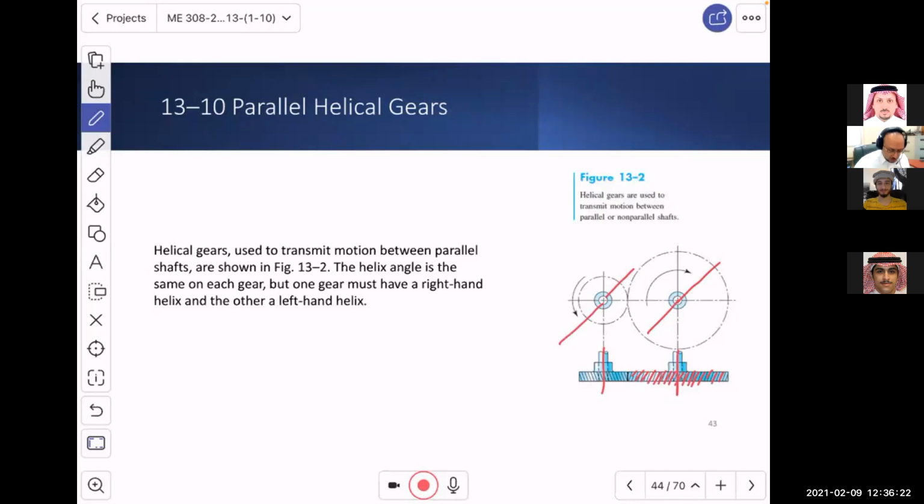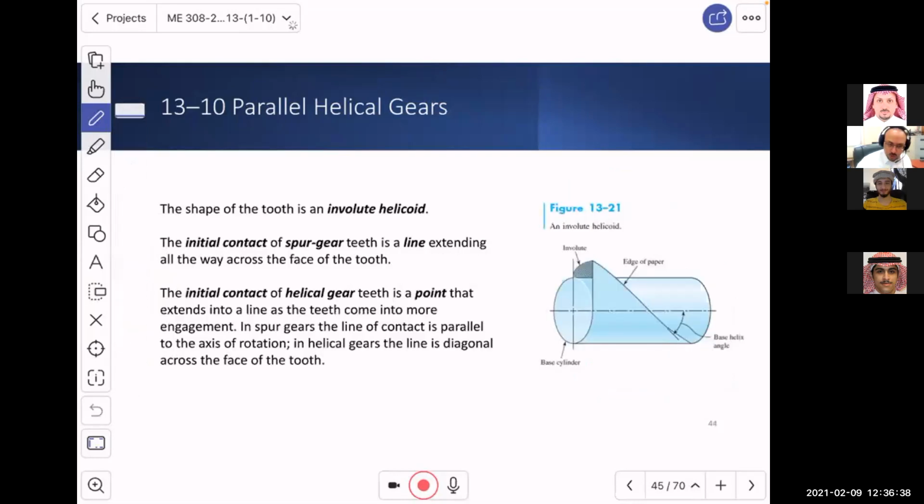And when you engage two gears, you need to make sure that one of them is right-handed, the other one is left-handed. That's why this gear is cut like this, and the other one is cut like that. Okay? That's number one. Number two, with the complexity of helical gear not being straight and it is inclined, and this one is right-handed and the other one is left-handed, you can still achieve an involute, which is called involute helicoid. Helicoid, okay?